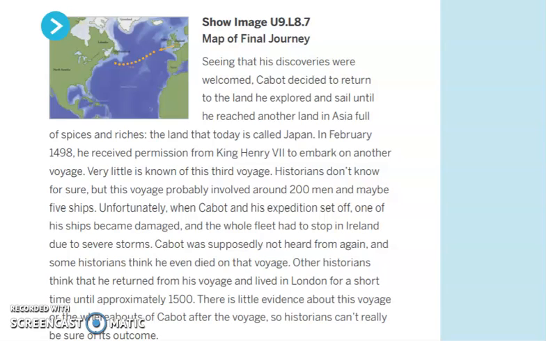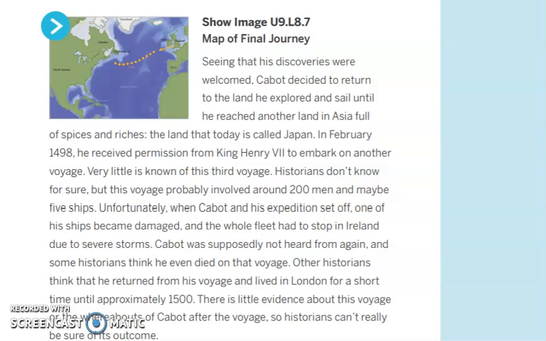Seeing that his discoveries were welcomed, Cabot decided to return to the land he explored and sail until he reached another land in Asia full of spices and riches. The land that is today called Japan. In February of 1498, he received permission from King Henry VII to embark on another voyage.